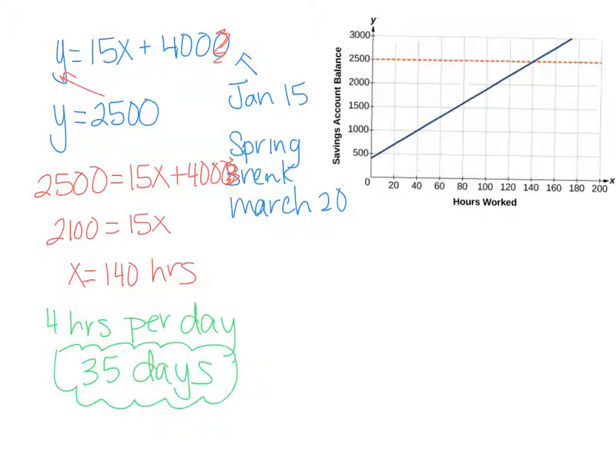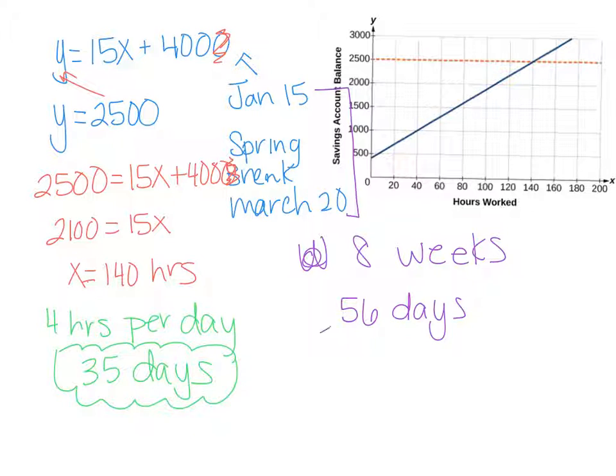So the next thing I did is I used my cell phone and my calendar and figured out how many weeks are between those. Between those is 8 weeks. Well, how many days are in 8 weeks? Well, if I take 8 times 7, which is 56 days, then I know that I will be able to work 35 days. So if Caroline works a little less than 2 days a week, then she will be able to pay for her trip.